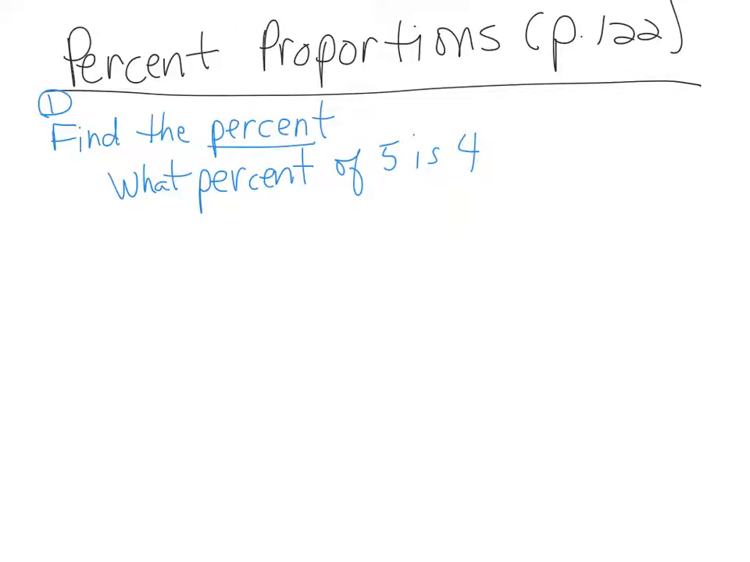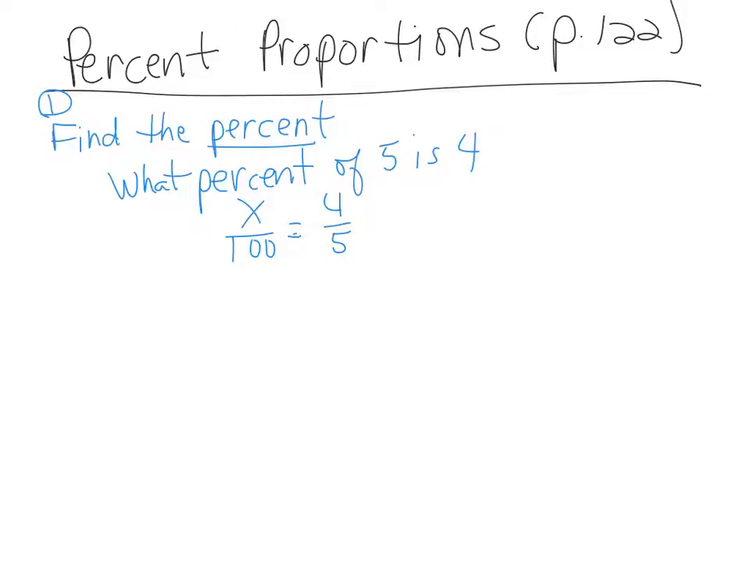So it says, what percent? You're looking for what percent? So that would be x over 100 of 5 is 4. So 4 is the part, 5 is the whole. So you're looking at playing around with two ratios or two fractions, and this is always an x, and the other part is always 100 here.